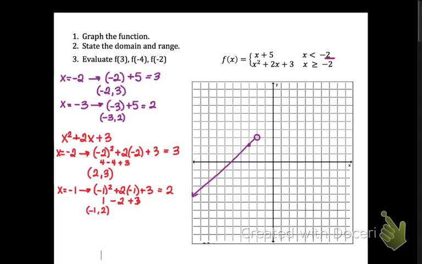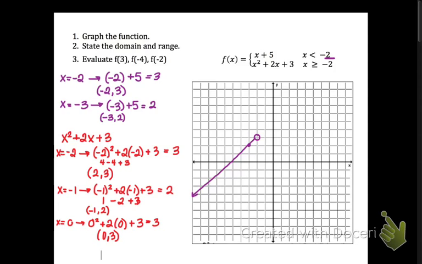And I'm going to do one more just to be safe, since maybe you don't know right away what a parabola is supposed to look like when I graph it. So if I do x is equal to 0, I get 0 squared plus 2 times 0 plus 3. Well, that's just going to be 3. So 0, 3 is the point.